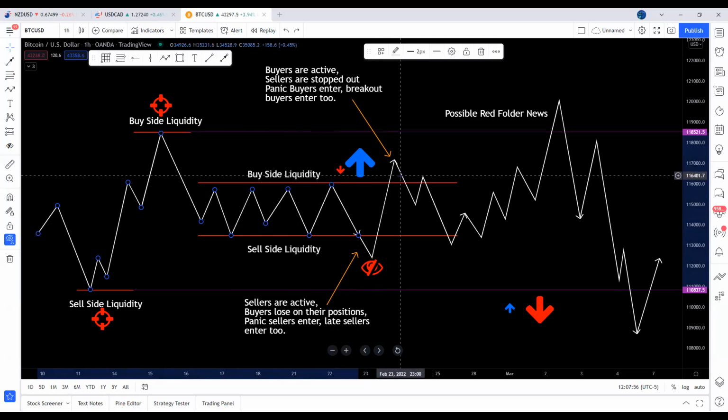Now, I wouldn't say don't trade. I'd say be careful, that's all. Small TPs, like in and out.